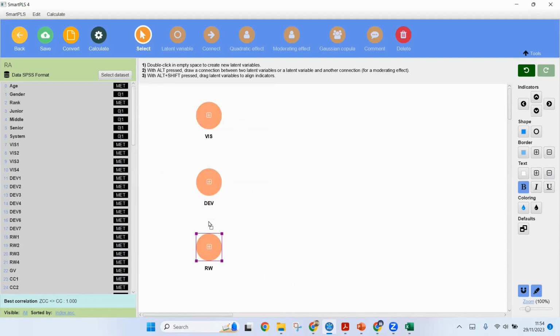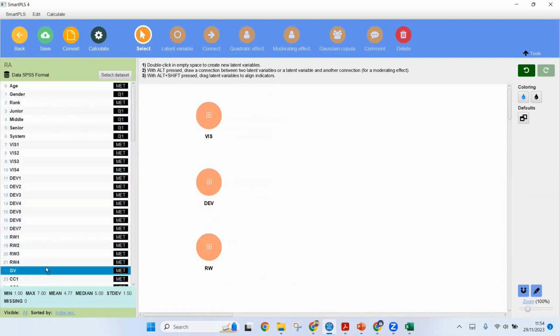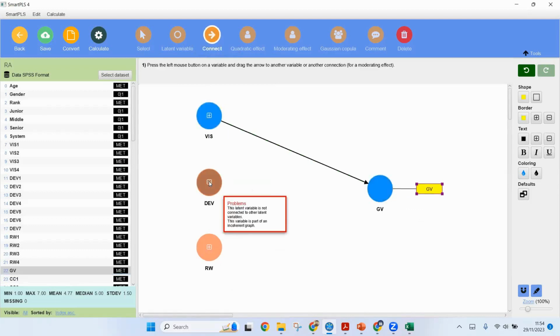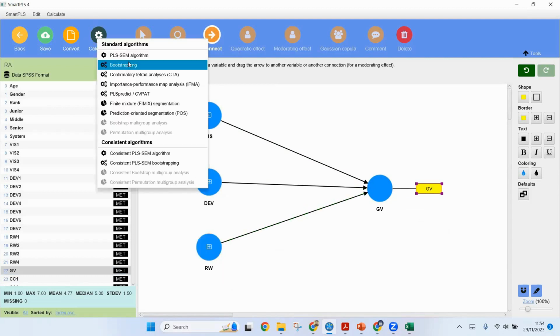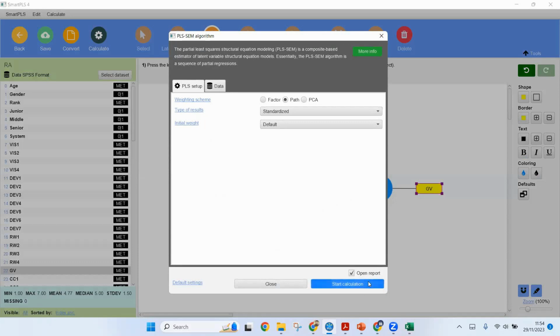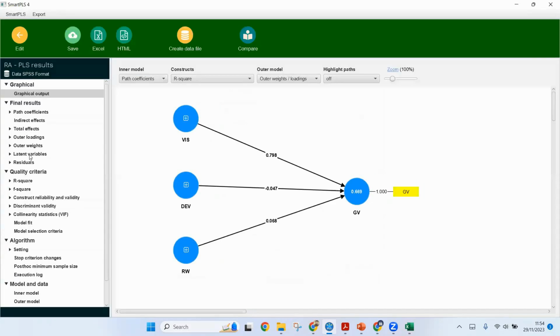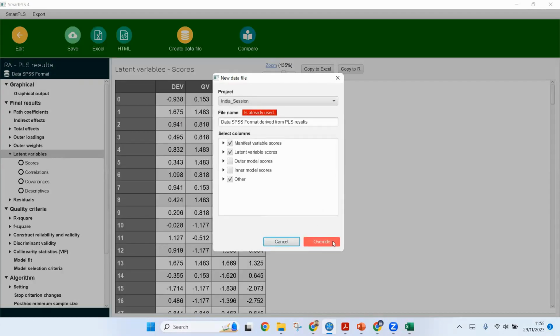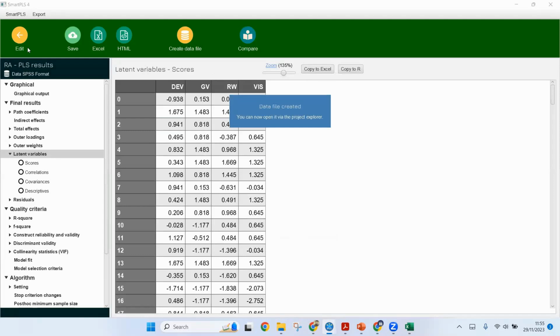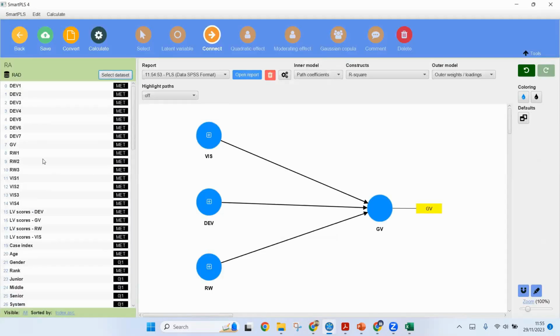I need a composite score for these, so I can link it with the global variable. All right. So what I can do is, let's say I put it here. Calculate PLS algorithm, start. I need to export this, and let's say redundancy analysis data. Go back, change your data set now. This one: development, rewards, vision.